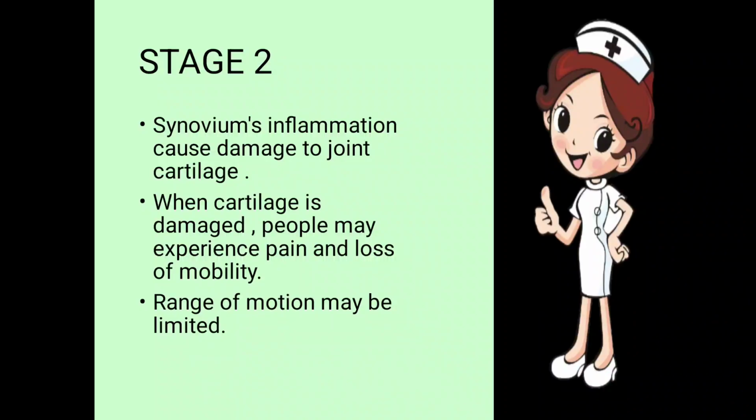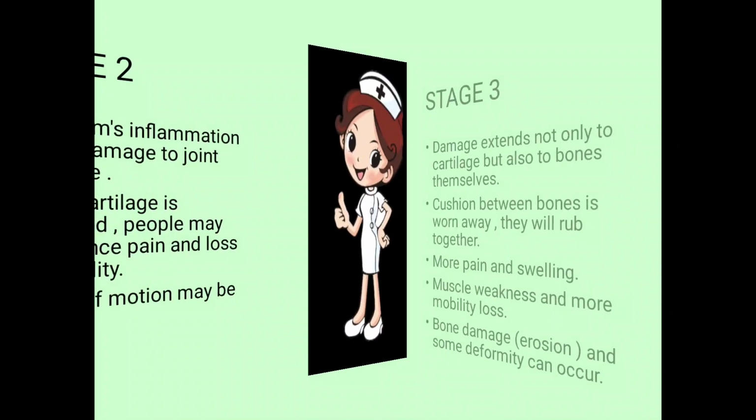Movability is limited. For example, we can move our arm to 180 degrees, but it will be experienced that it moves to only 160 degrees, not 180 degrees. So mobility loss is there, and range of motion may be limited, because when we were able to move it 180 degrees, now we are able to move it only to 160 degrees.